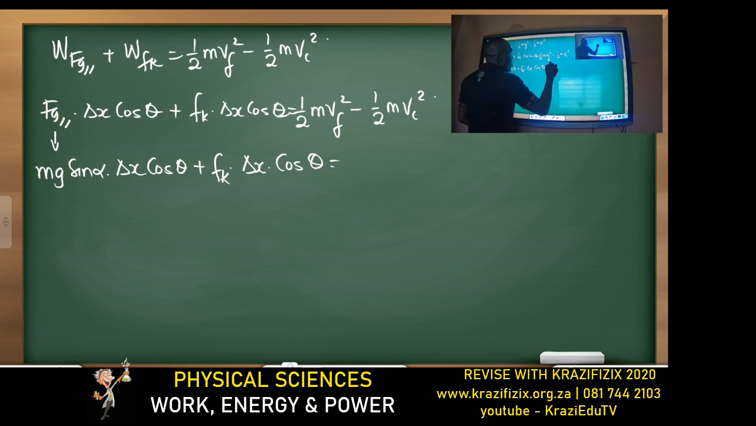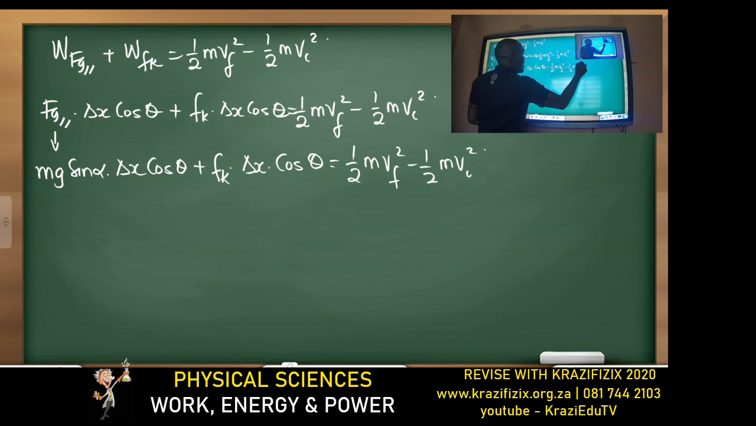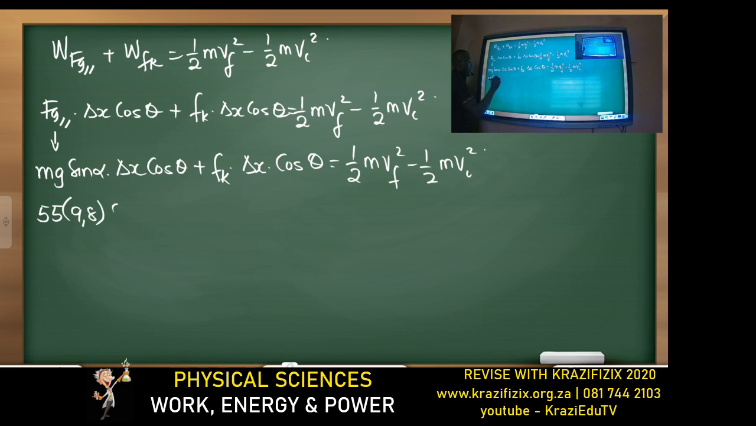Guys, if you learn to simplify your work, it's going to be very easy for you. Simplify. I should have just written that. I would be done. Just a few more seconds and I will be done. Now, what is the mass? The mass is 55. What is g? 9,8 sine 15. My delta x is 10.